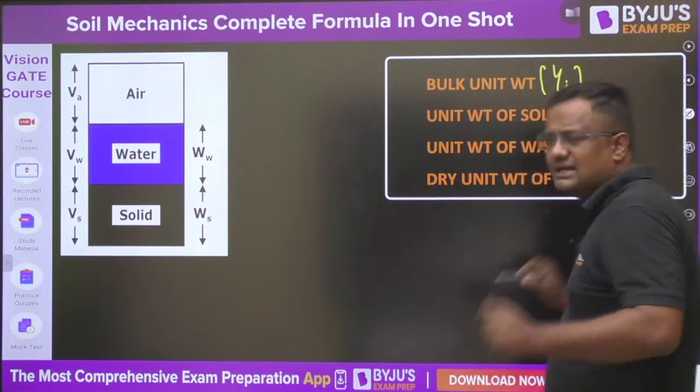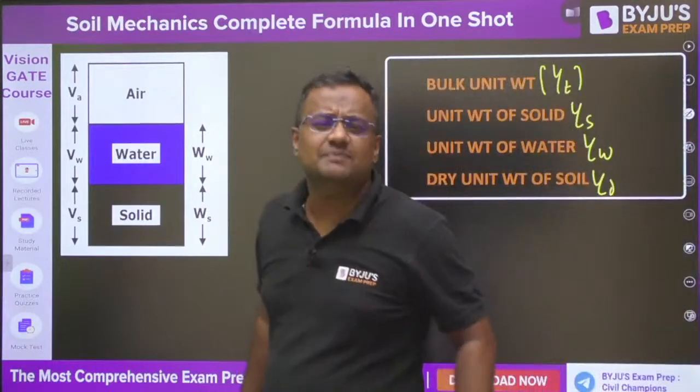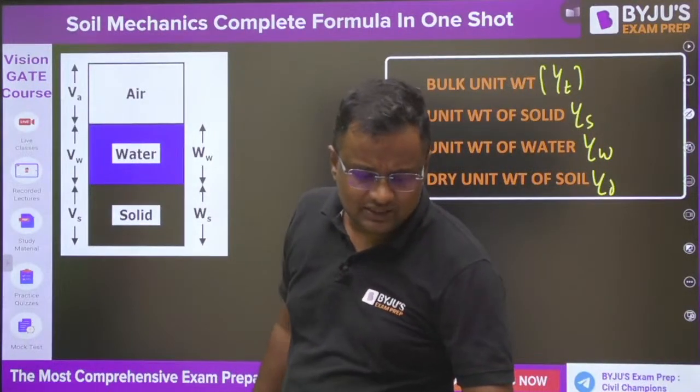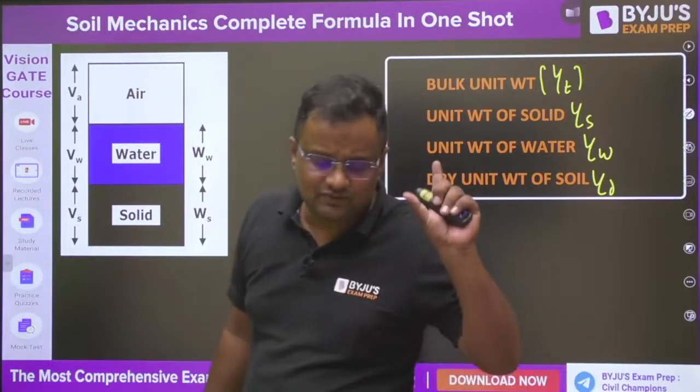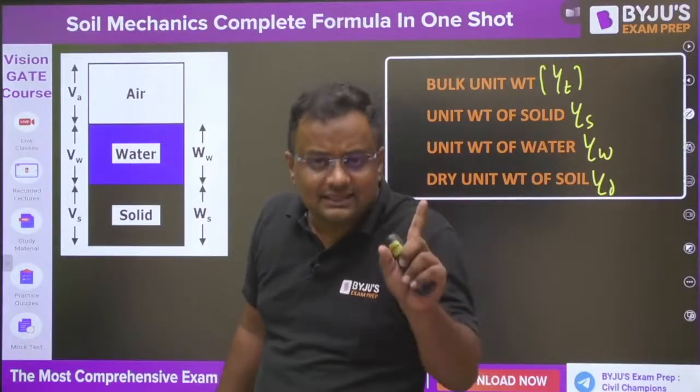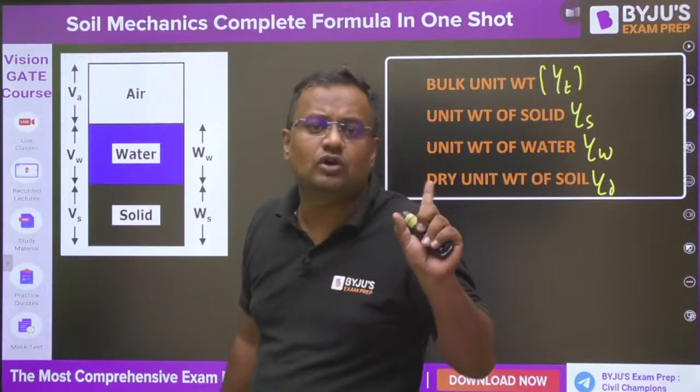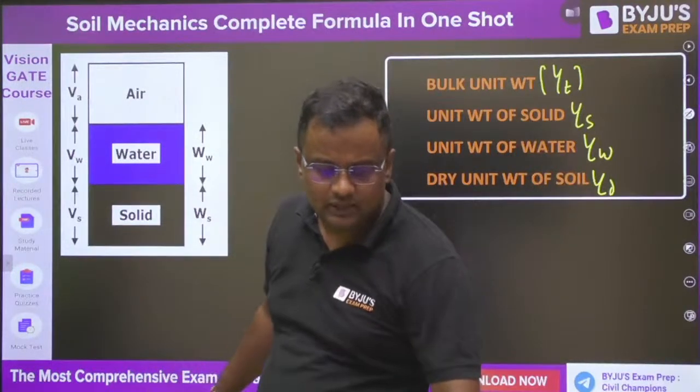Nothing needs to be remembered. Gamma is weight, density is mass by volume. Density is mass by volume, similarly gamma is weight by volume. That's it.